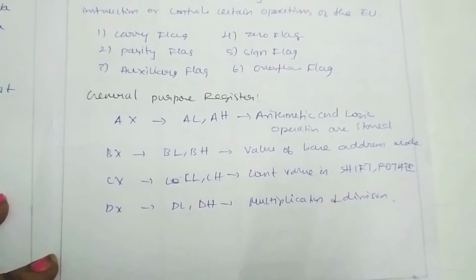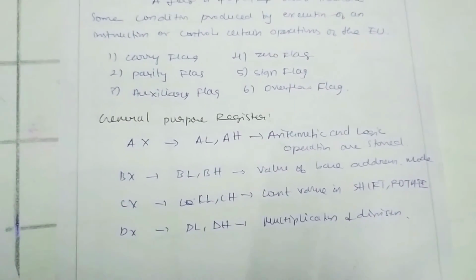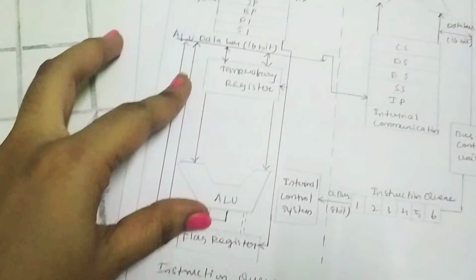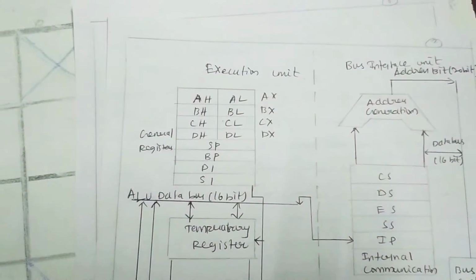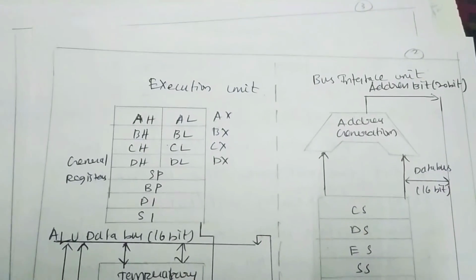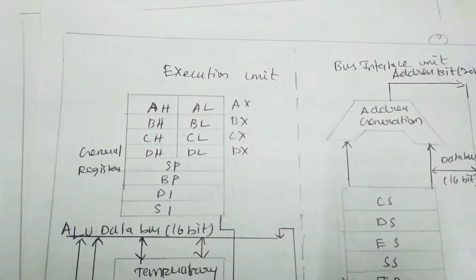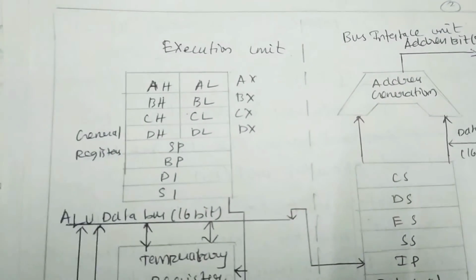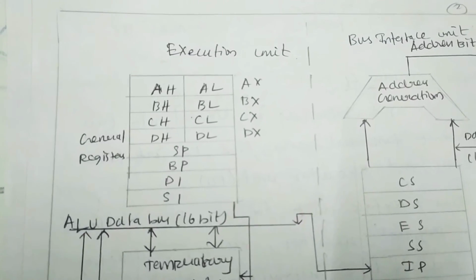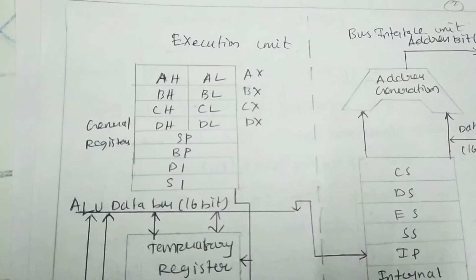Next, we are going to see the general purpose registers. We have seen some general purpose registers in the execution unit. Now we will see AX, AH and AL. AH and AL together provide AX, which has a total 16-bit interface. AH has 8 bits and AL carries 8 bits. AL is the lower byte and AH is the upper byte. It is hexadecimal, so 16 bits are carried there.